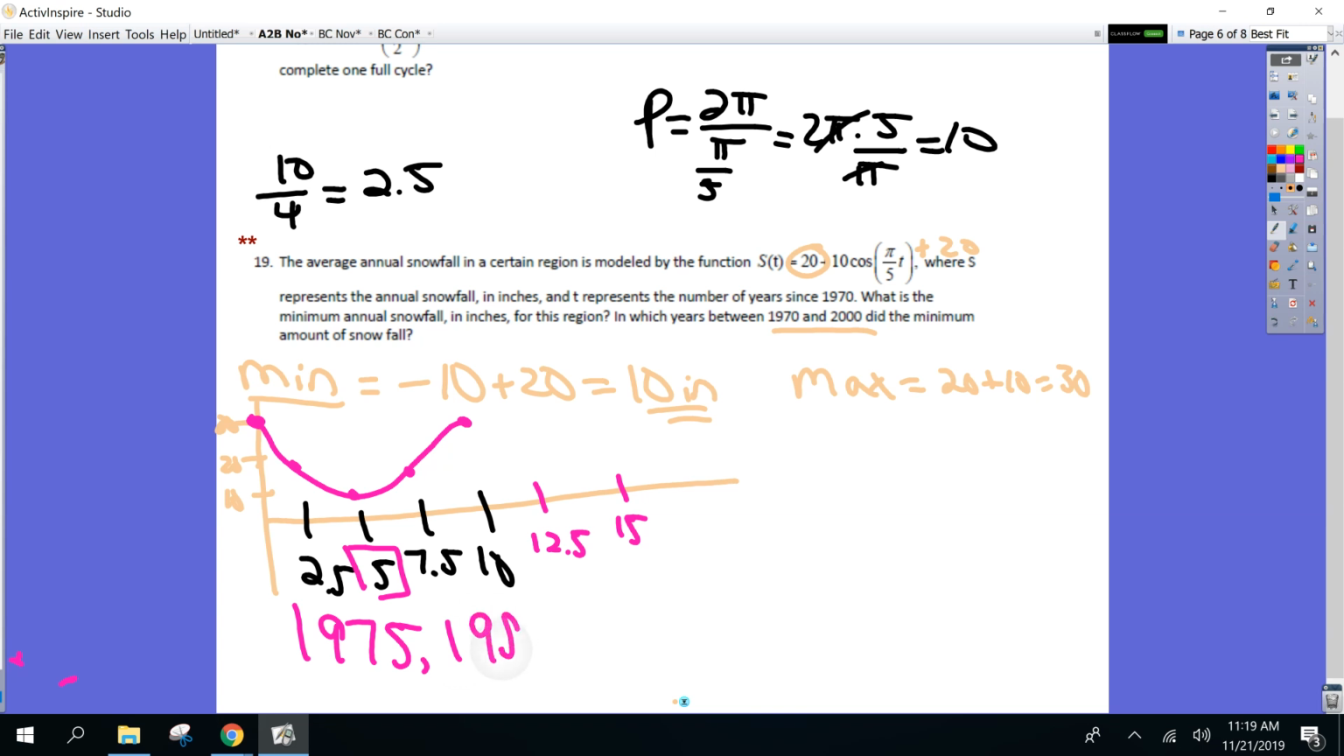15 years since 1970, so 85. The trend's going to keep continuing. So what's the final year? 1995. I would reach the minimum again. And again, if you're uncomfortable with that, what could I just keep on doing here? Keep graphing all the way out to 2000. Keep graphing every cycle, and then you'd find it was 5, 15, 25. All right.